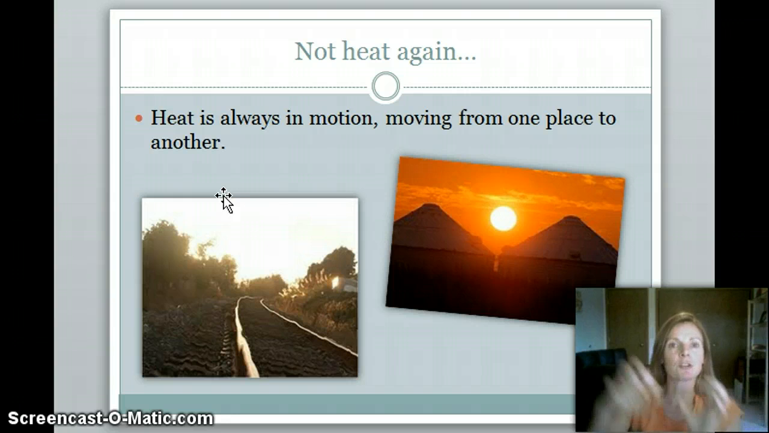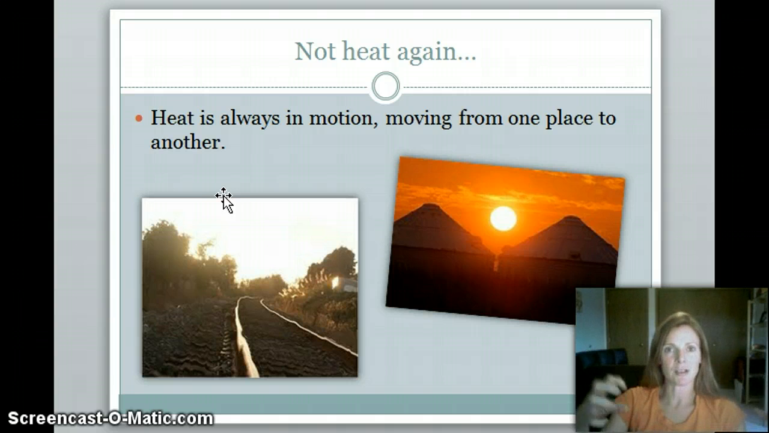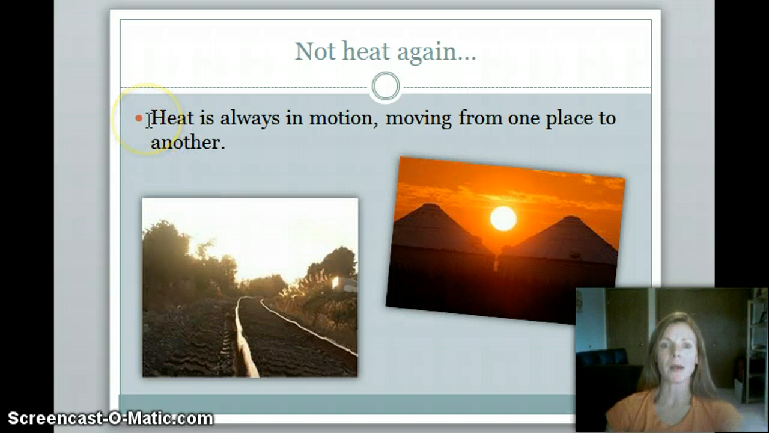When we talk about energy conversions, which I feel like we've been talking about for about 2 weeks now, we always talk about the transfer of heat and how heat is lost to the environment. So let's talk a little bit more about that in depth. Heat is always in motion, moving from one place to another, whether it's from our bodies to the atmosphere, from some kind of mechanical device to the atmosphere to the ground, you name it. It's always moving from one place to another.